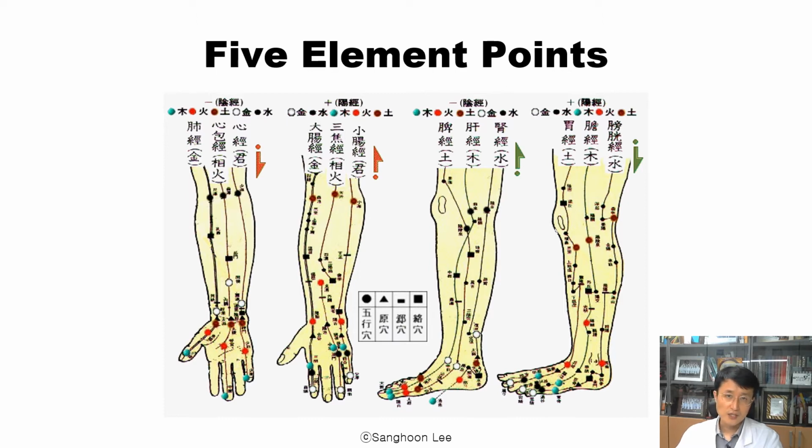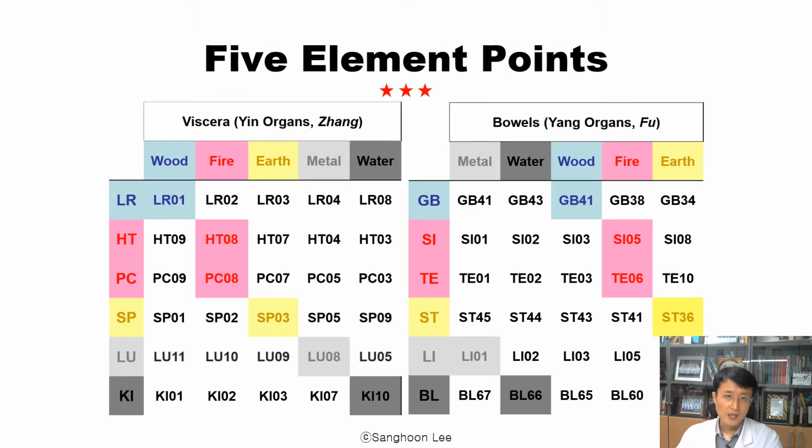As you can see in this picture, all 5 element points are located between the fingers and elbow or between the toes and knee, but not on the body trunk. This table shows the real 5 element points in our body. These points are very important and useful in creating acupuncture prescriptions when using SaAm principles.